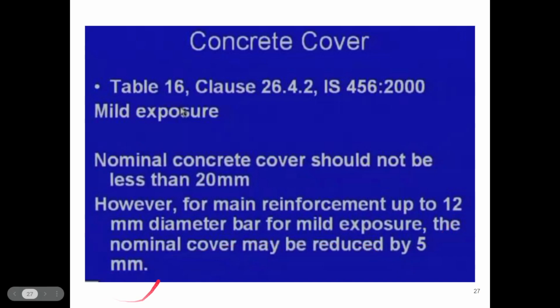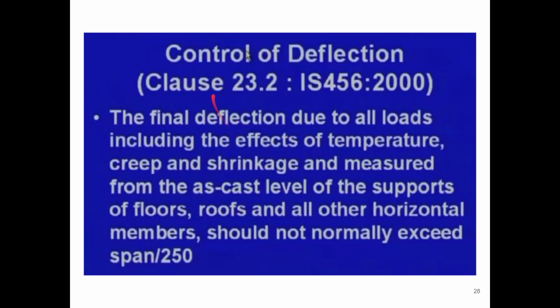Okay, so then we can reduce the nominal cover by 5 mm. So 20 can become 15. So that is the case of concrete cover. Apart from that, what about deflection control?